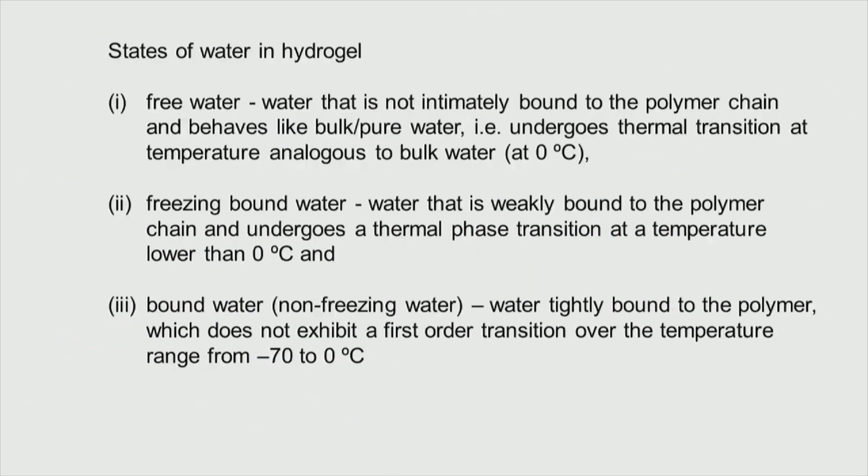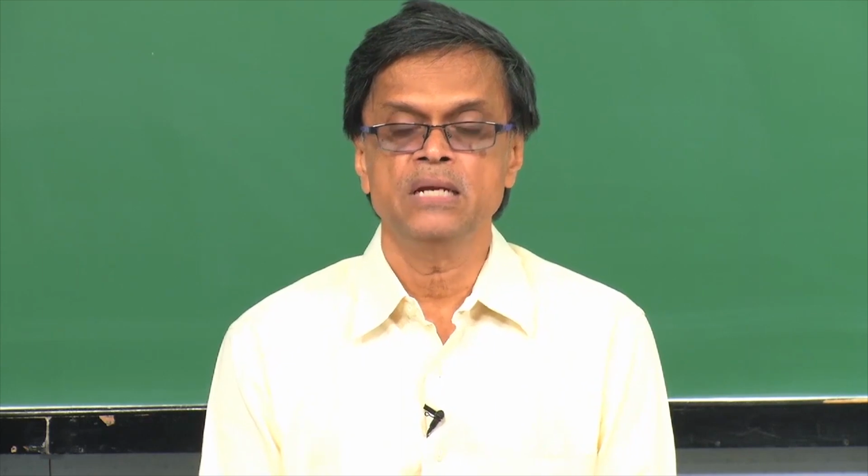So, there are three types of water in hydrogel. One is called the free water, that is the water which is exactly like the water that is present in the bulk, like a pure water. So, it will get frozen when the temperature is lowered, maybe at around 0 degrees centigrade. It exactly behaves like the water present in the bulk.